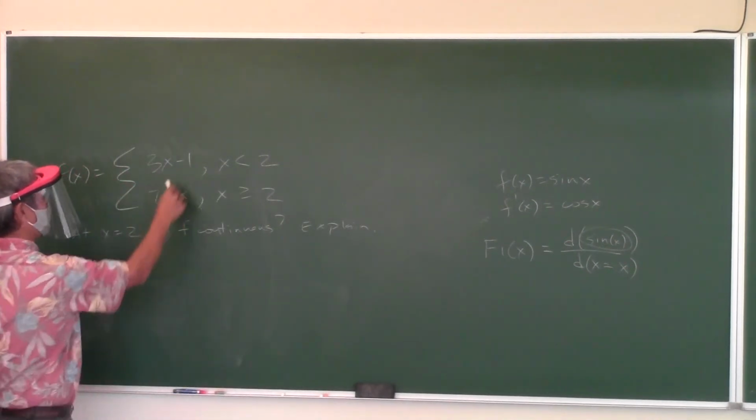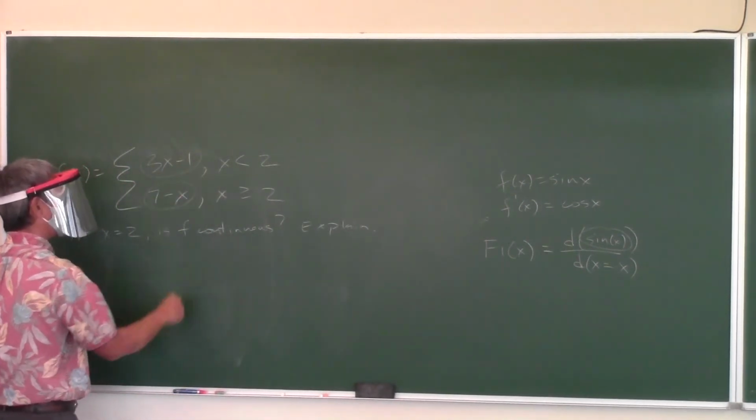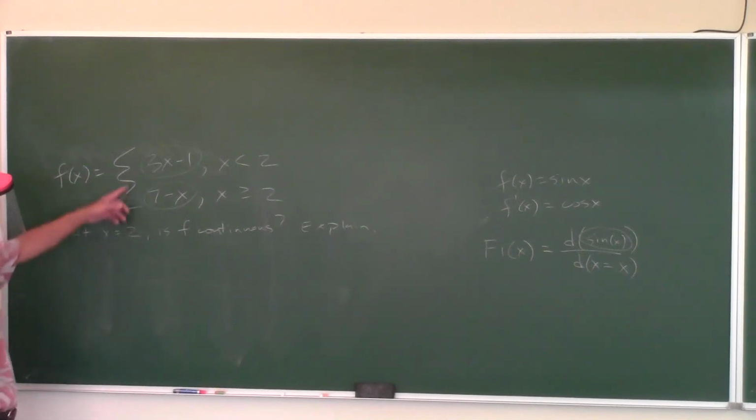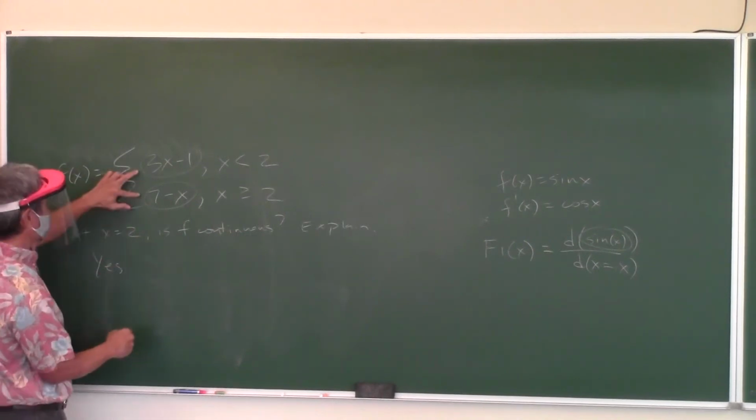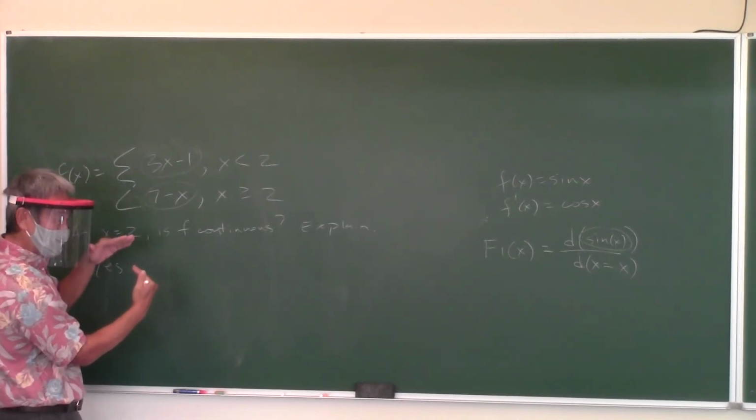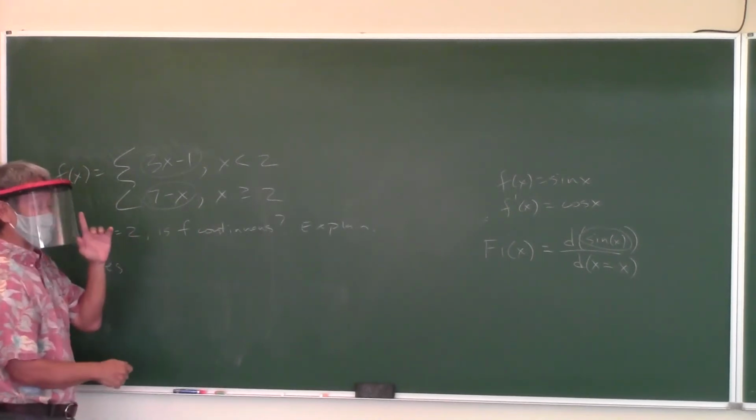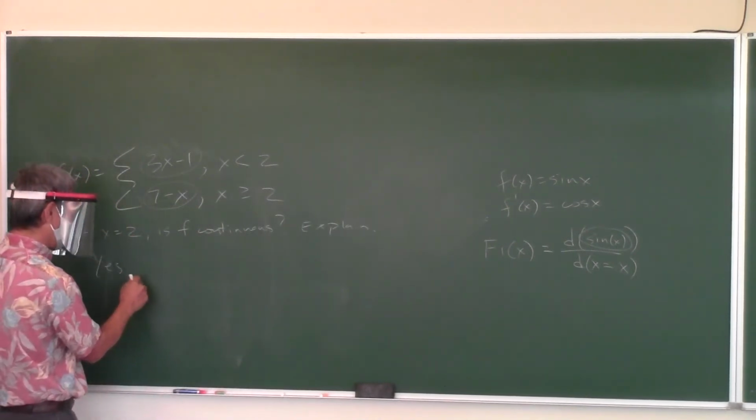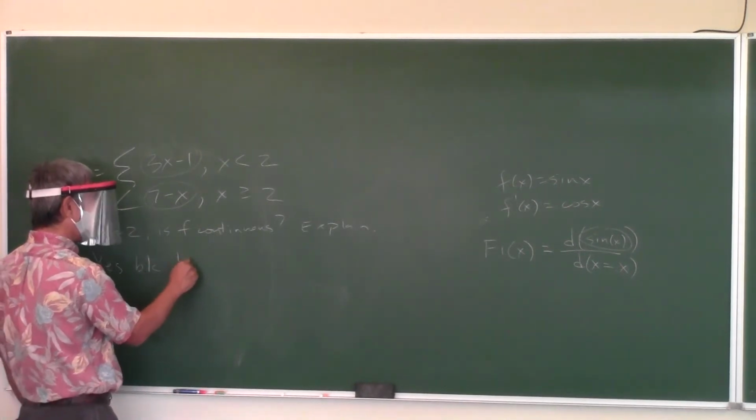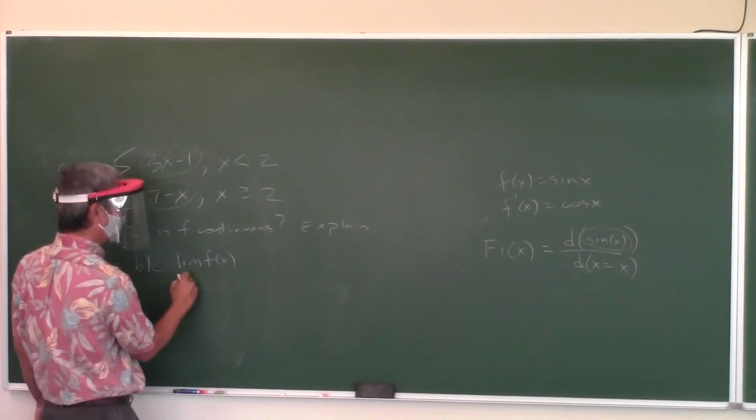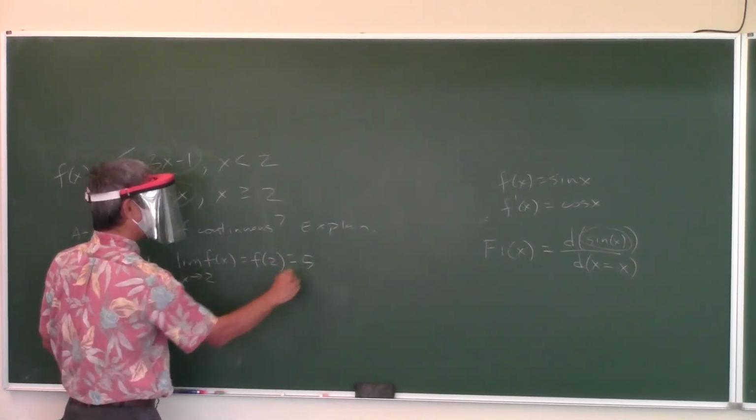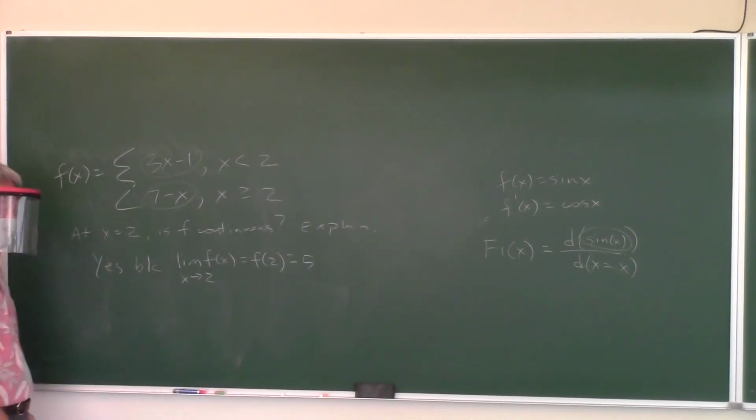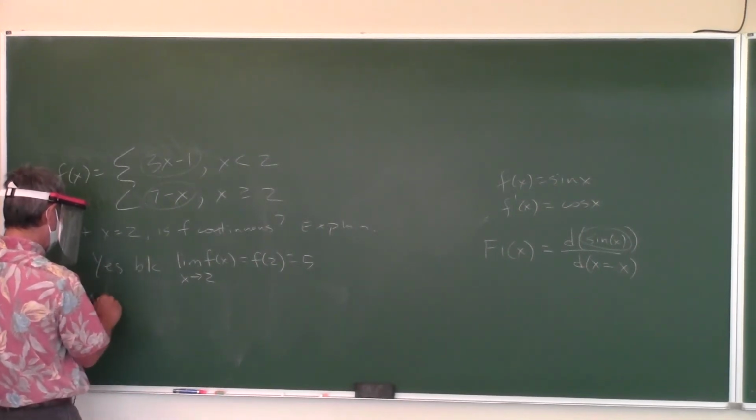Well, how do you tell? If you plug 2 into here and 2 into there, you get the same number. You plug 2 in here, you get 5. You plug 2 in there, you get 5. So the answer is yes, it's continuous. Because if these two numbers were different, then they wouldn't meet, and therefore it's not continuous, right? But now you have to explain. What do you have to say? You guys just did it on the quiz. Because the limit of this function as x approaches 2 equals f of 2, and they're both equal to 5. Did you guys say that on today's quiz? Easy money right there.